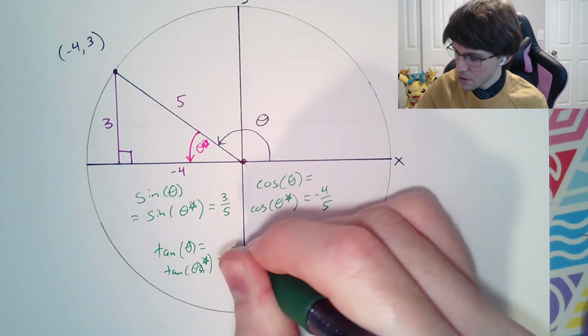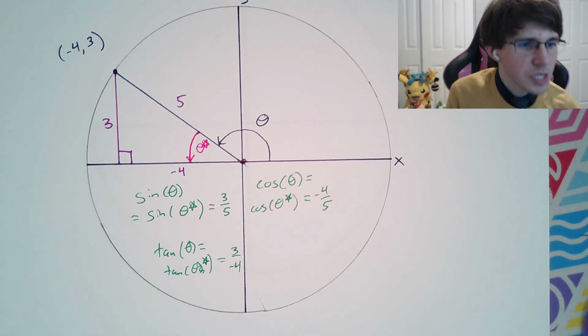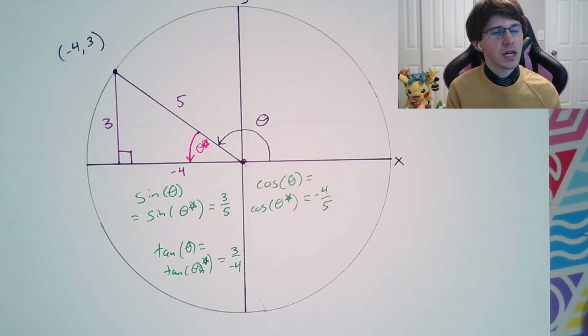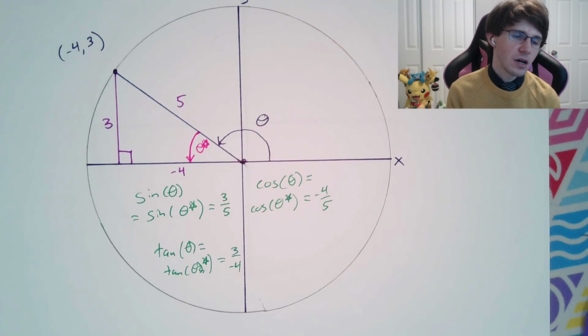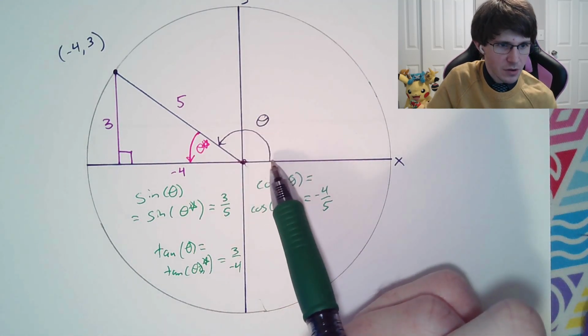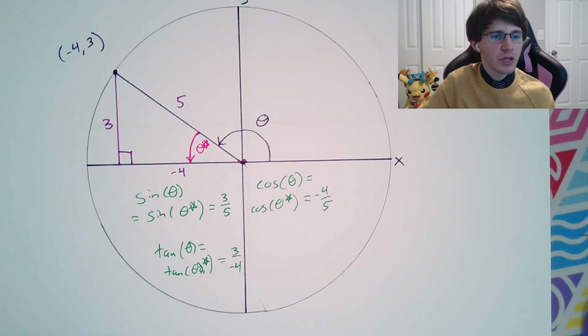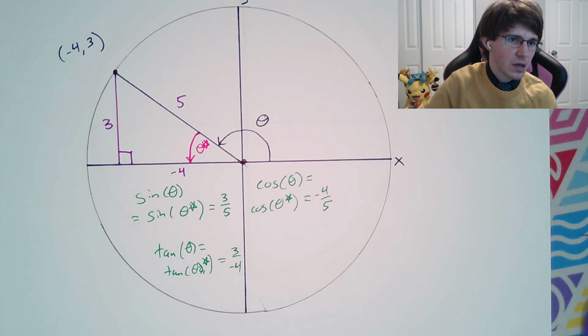Equal to, and this is going to be 3 over -4. Okay, so the point that I'm trying to make is we are going to be able to find the sine, cosine, and tangent of this theta, even though the angle is greater than 90 degrees, by finding the reference angle over here and drawing this picture. We're going to be setting up the unit circle in this way to the best of our abilities.